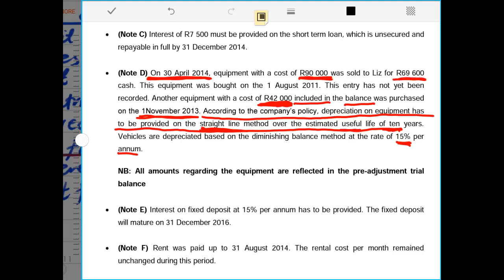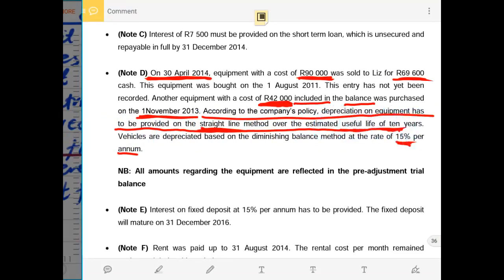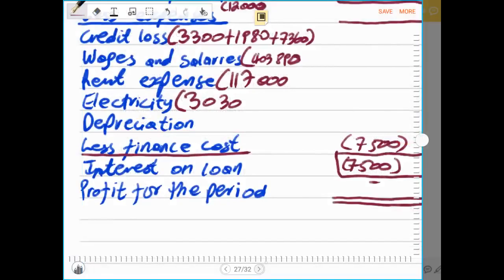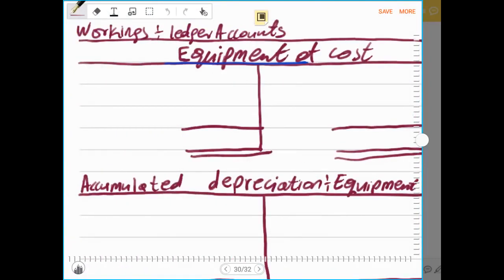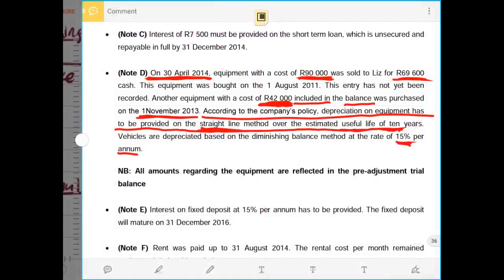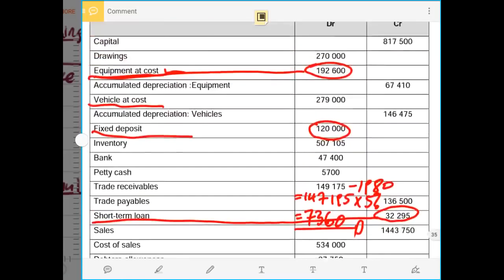So now we have to account for this disposal of the asset, and we start in the ledger accounts, then we transfer that information to the property, plant and equipment. So let us start with our ledger accounts, and we see how far we can go with this question. For equipment at cost, we first have to record the balance on the debit side, and the balance on the debit side of equipment is from the trial balance.